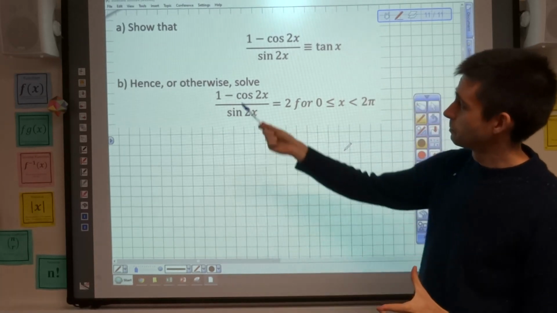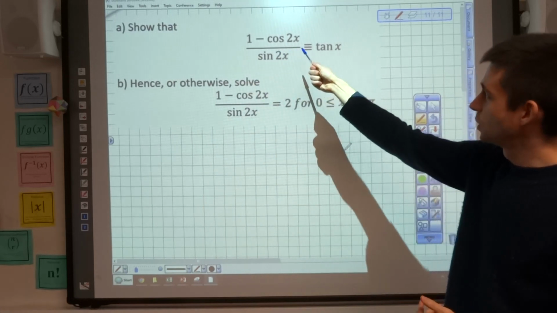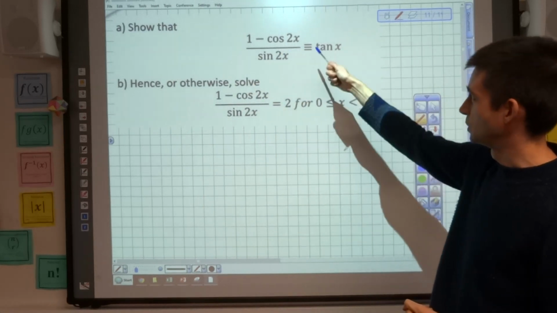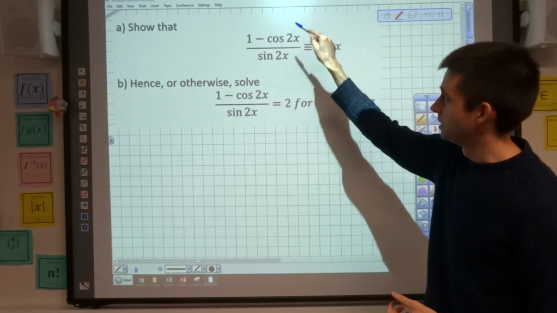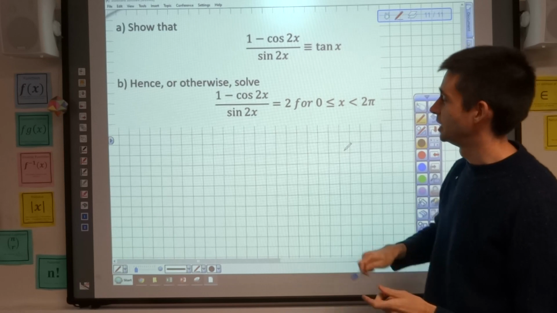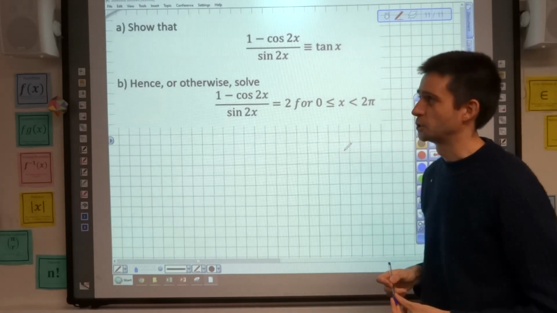Okay, so here we have part A. Show that (1 minus cos 2x) over sin 2x is equivalent to tan x. So what we're going to do is start off with this side of the identity, and we're going to try to show that it equals tan x.